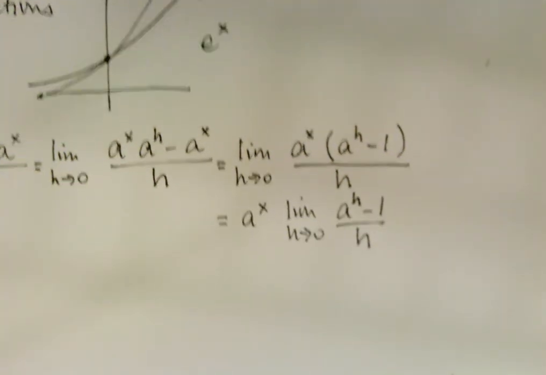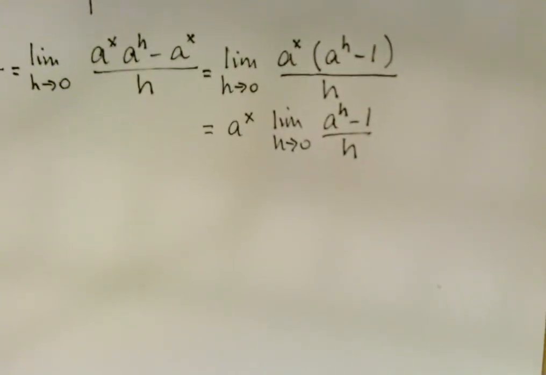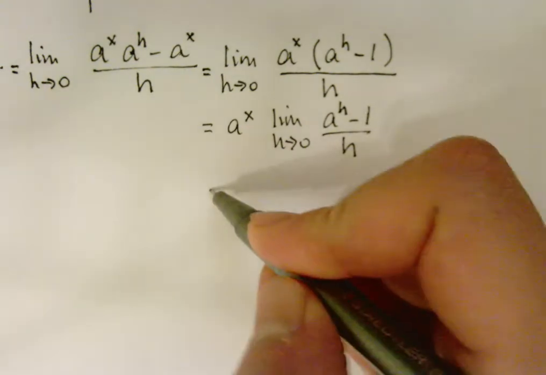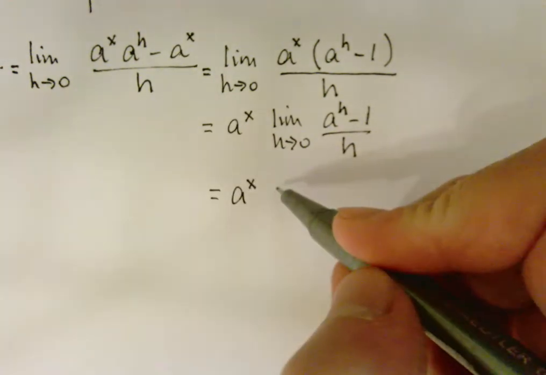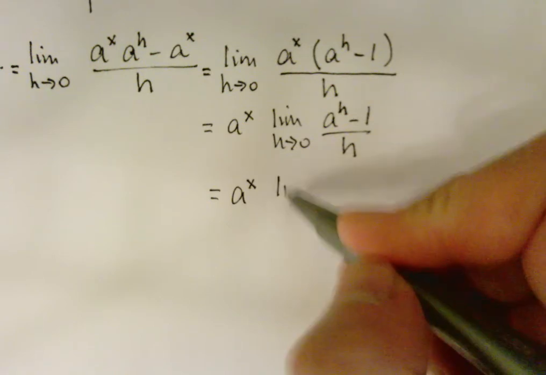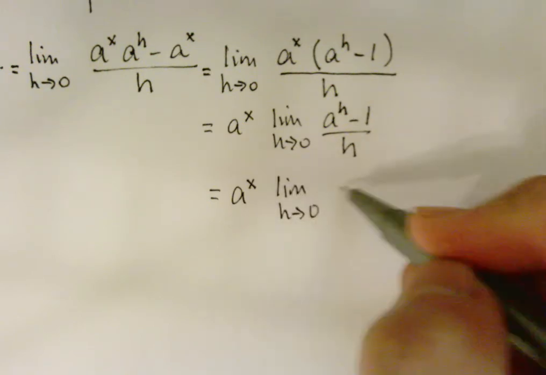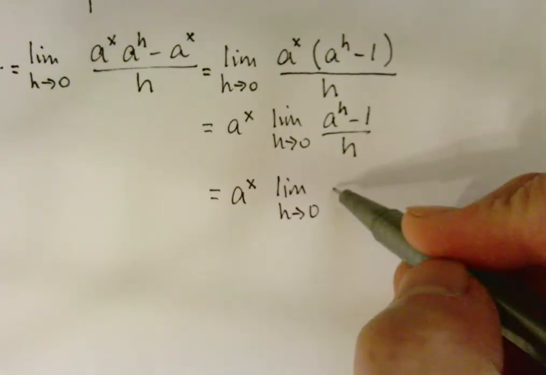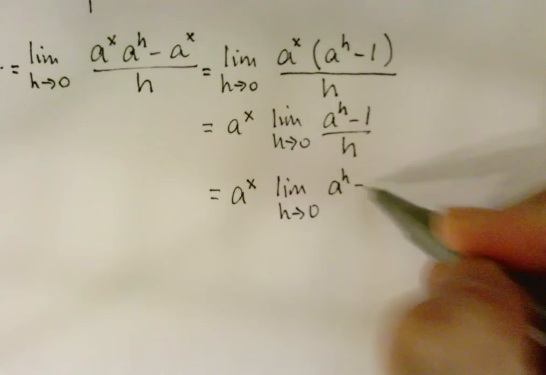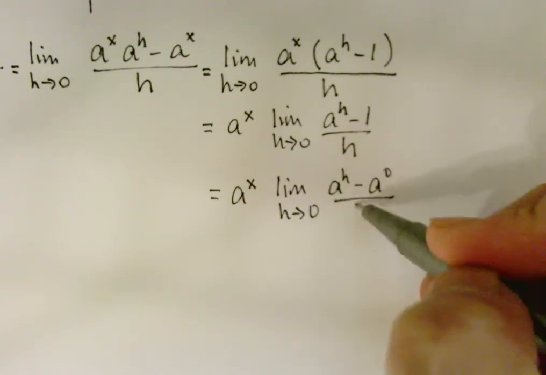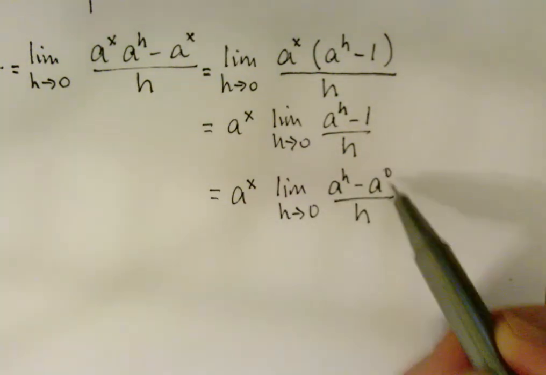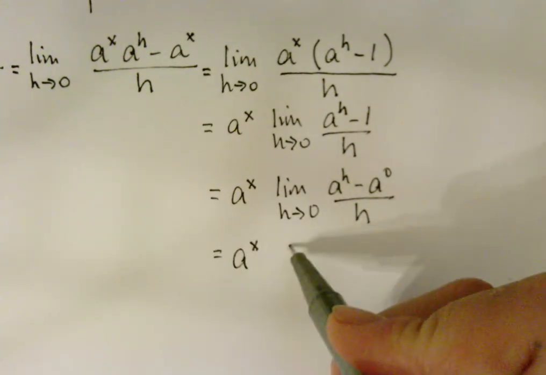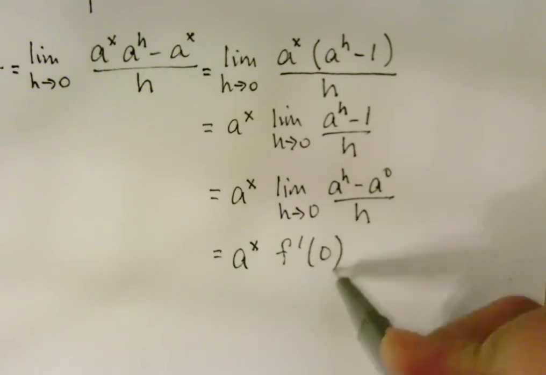Now I want you to notice again that I can rewrite 1 as a to the 0. Just like I said, any non-zero number to the 0 is 1. So that's a to the h minus a to the 0 over h. So notice this is exactly the definition of the derivative at 0.